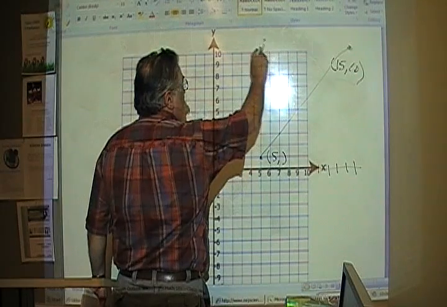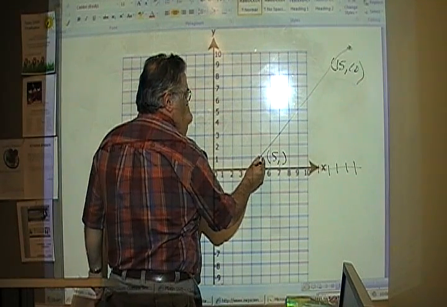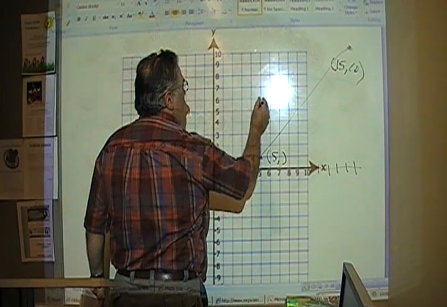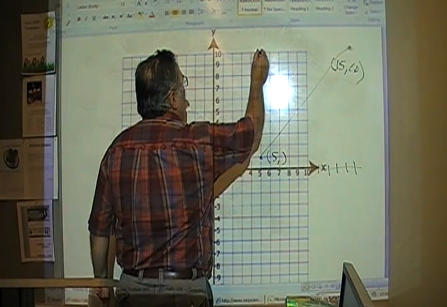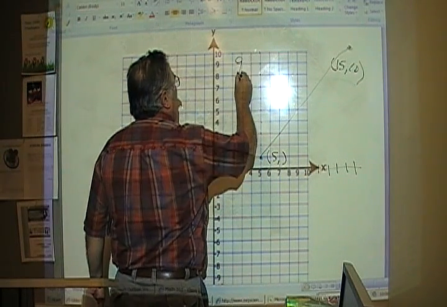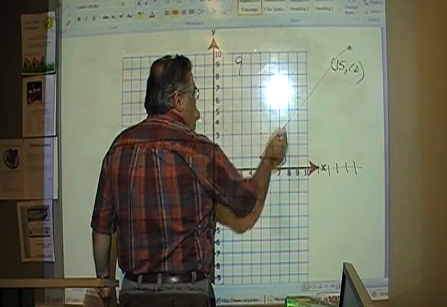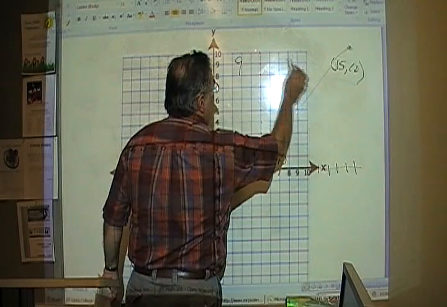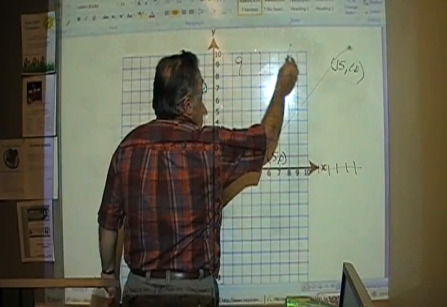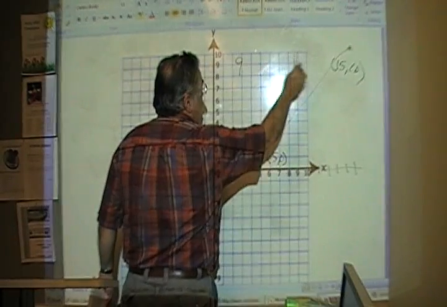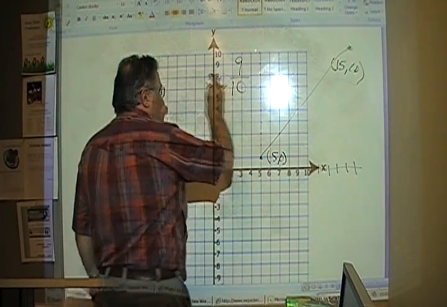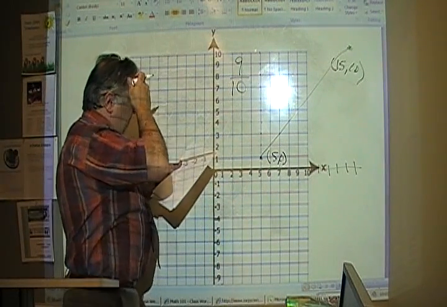So our next point is at 10. We're starting at 1 for y. So that would be 1, 2, 3, 4, 5, 6, 7, 8, 9 steps going up. So our rise is 9. Now our run, we're going to be going from 5 to 15. So how many steps are we going over? That's going to be 10 steps from 5 to 15. So then our slope would be 9 over 10.